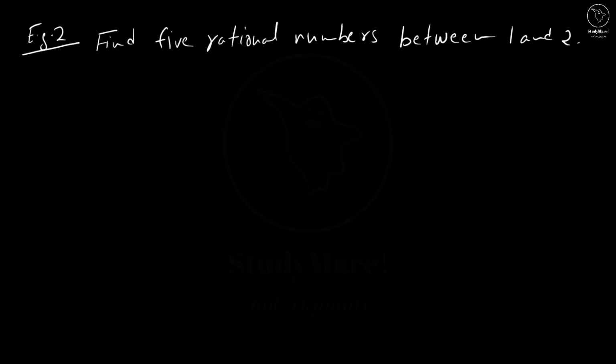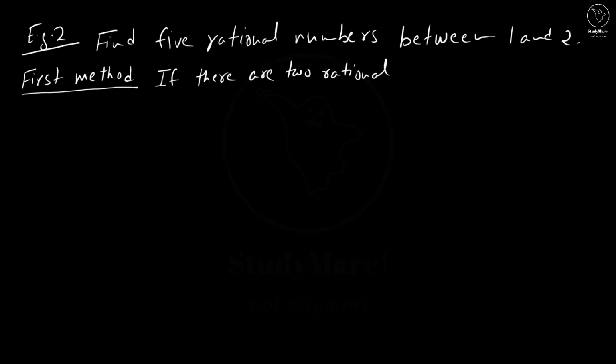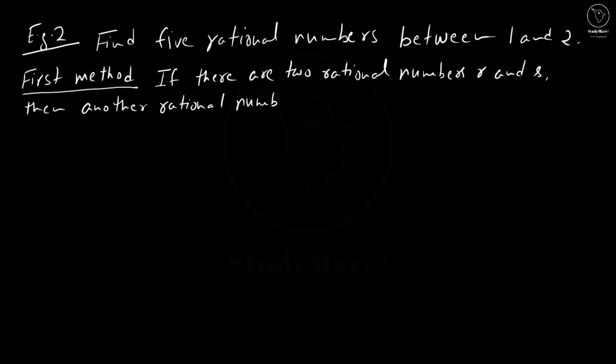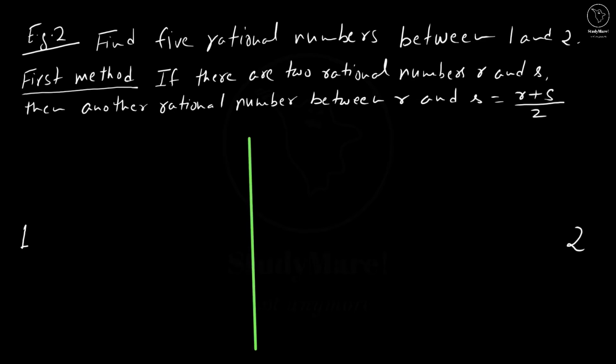Now let's move on to our second example. Find 5 rational numbers between 1 and 2. We have two methods to do this. Let's understand the first method first. Remember, if there are two rational numbers r and s, then another rational number between r and s can be easily calculated by adding both the numbers and dividing the sum by 2. We are going to apply the same principle to find the solution to this problem. We have 1 on the left hand side and 2 on the right hand side.